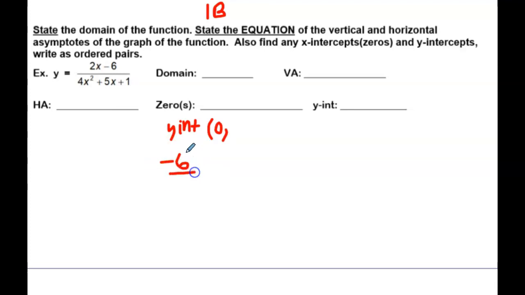Okay. In the denominator, if you put 4 times 0 plus 0, or plus 5 times 0 plus 1, we'd get what? 1. So 0, negative 6 is the y-intercept. Oh, it had a blank back here for it. Sorry, I totally missed it.